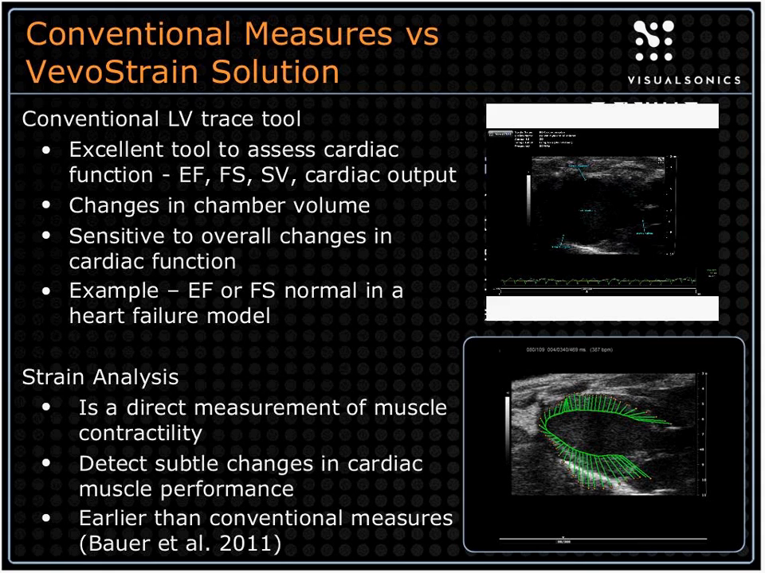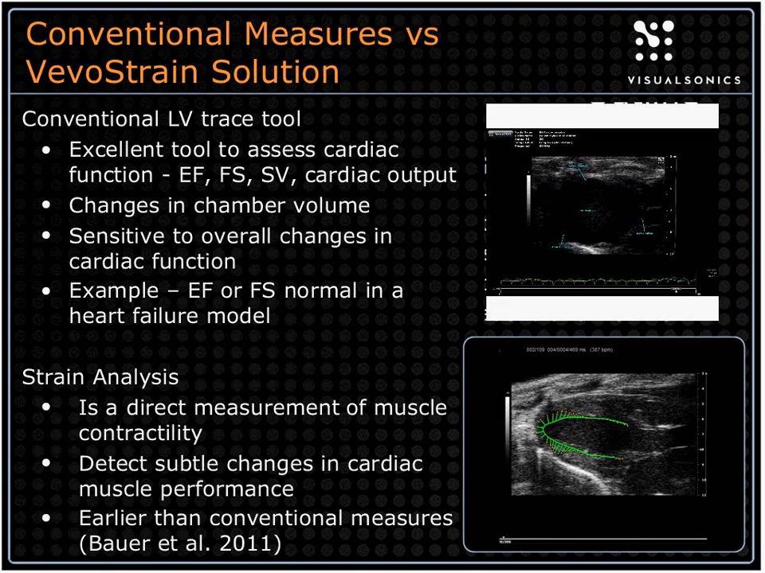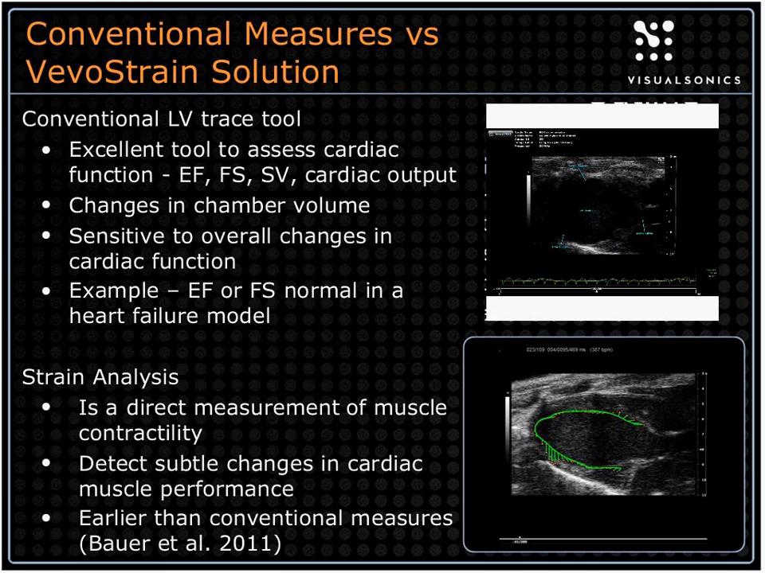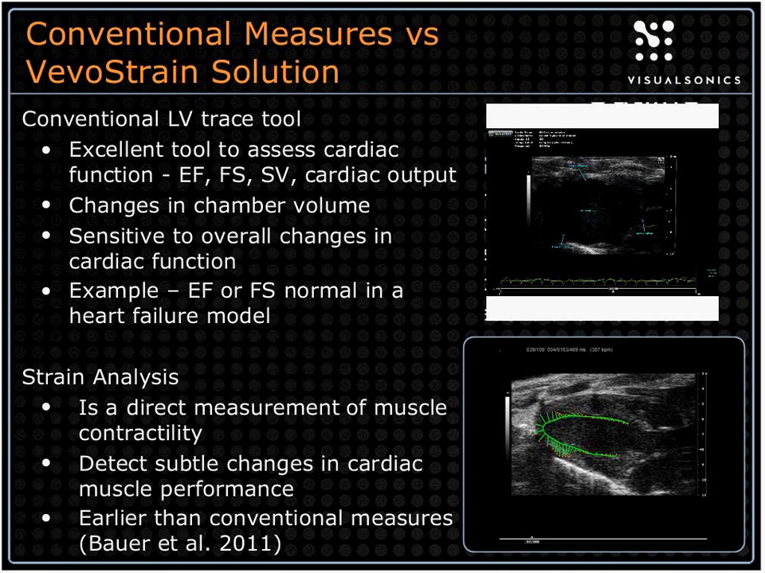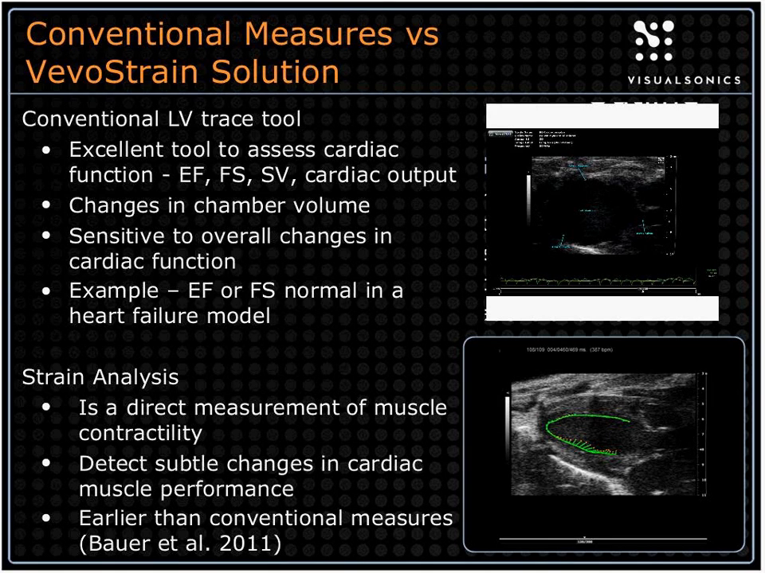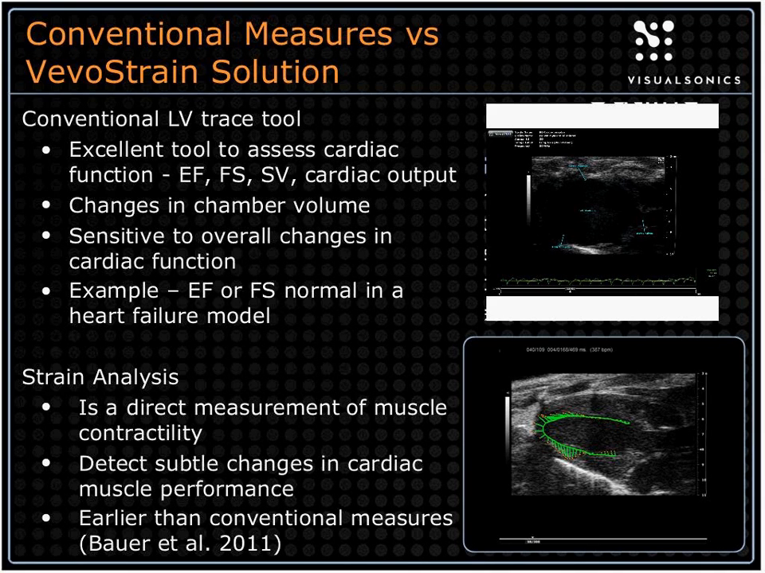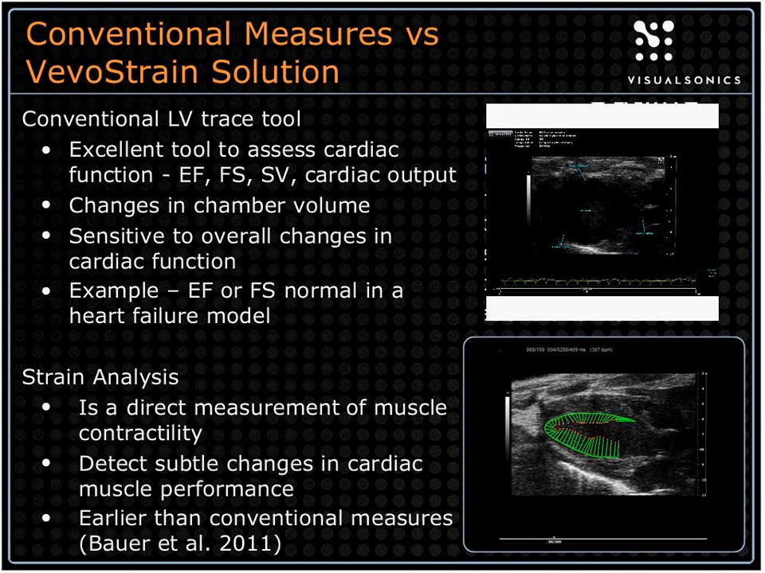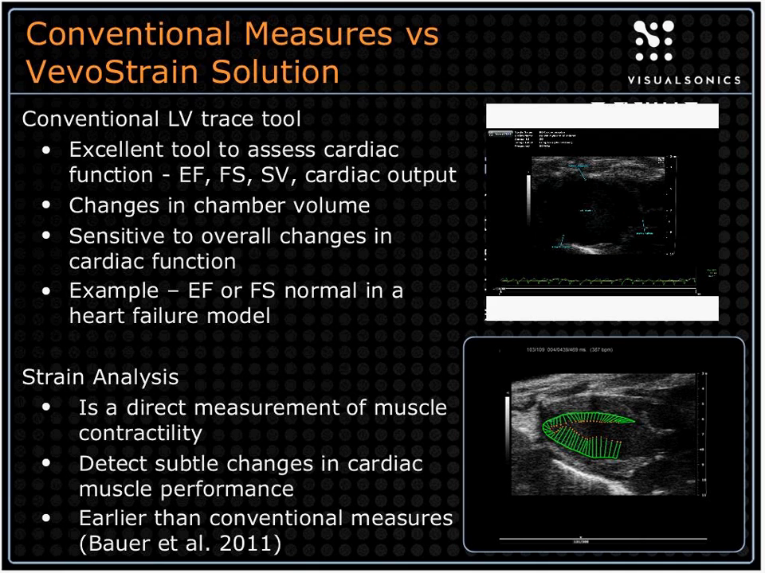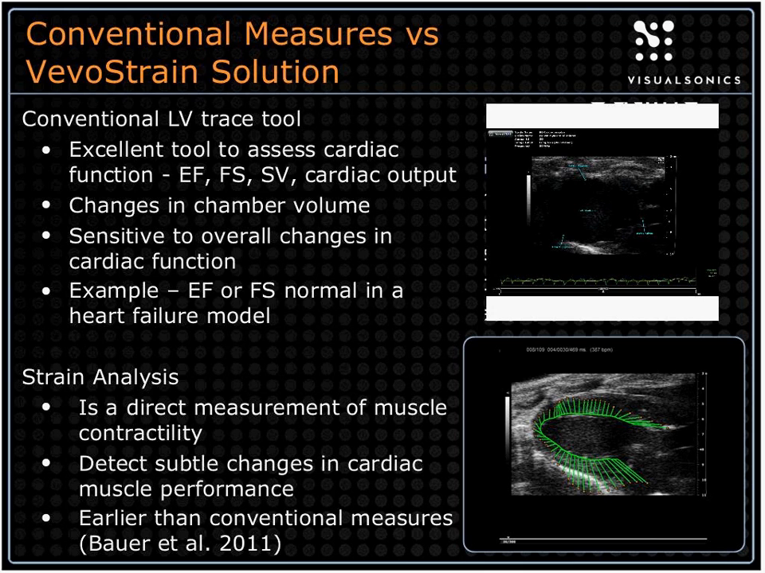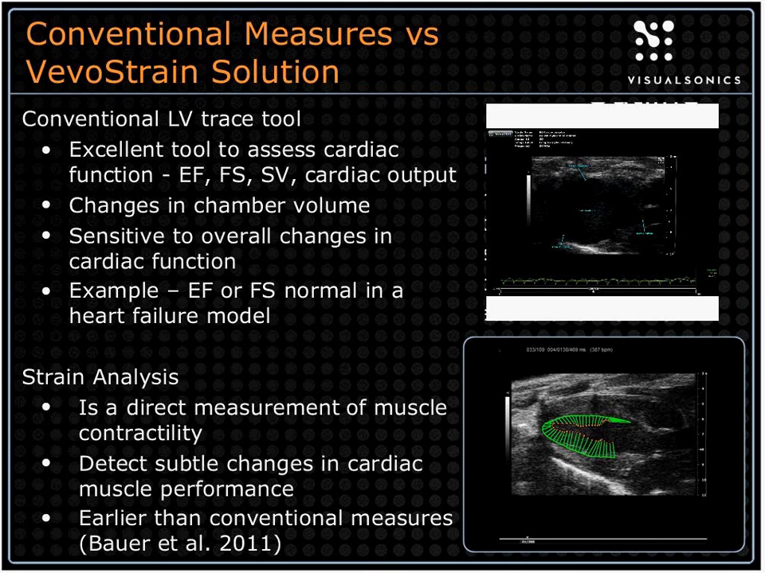So this is where I bring you into the strain analysis. Strain analysis is a direct measurement of muscle contractility. It detects subtle changes in cardiac muscle performance. For example, the strain analysis can detect earlier dysfunction than the conventional tool. In a publication by Bauer, he was able to use our VevoStrain software and detect these changes earlier than the conventional tools.